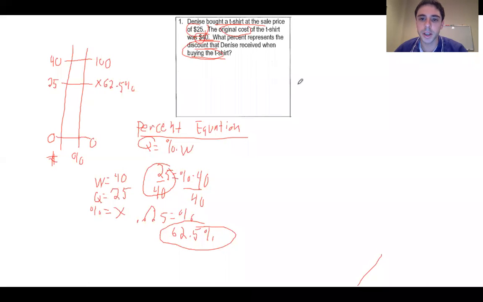Awesome. So we're just going to take 100 minus 62.5, which is going to give us what? 100 minus 62.5 is excellent, 37.5. So therefore, we can say that Denise received a 37.5% discount when buying the t-shirt.